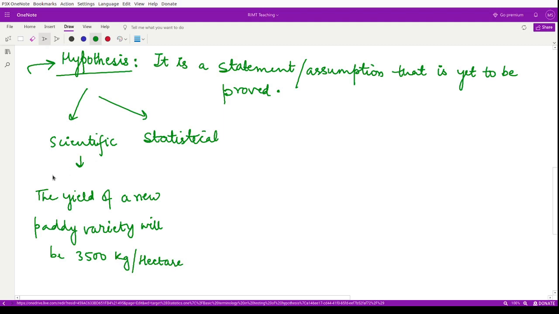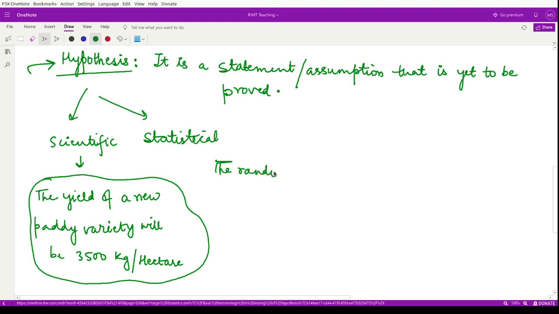So that is a scientific hypothesis because this thing has not been proved yet. We are talking about the future event. However, the same thing stated in statistical hypothesis terms would be the random variable which is the yield of paddy. So first of all, we define that we are talking about yield of paddy. So we define this to be the random variable over here.